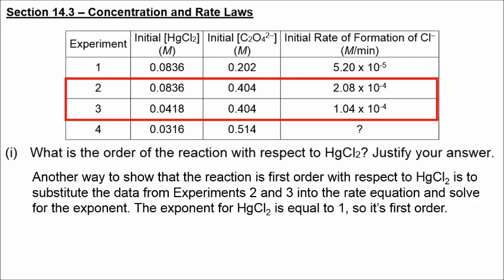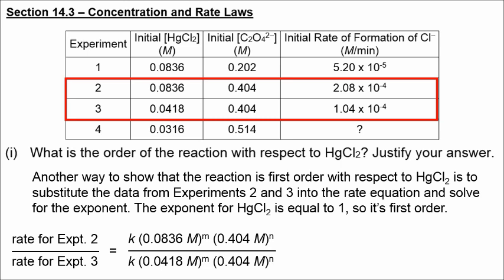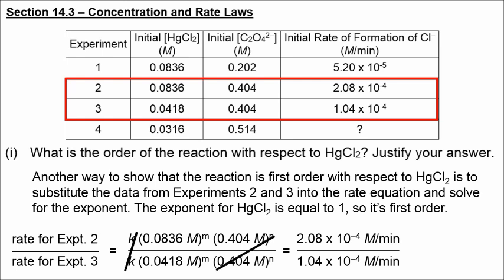Another way to show that the reaction is first order with respect to mercury chloride is to substitute the data from experiments 2 and 3 into the rate equation and solve for the exponent. So the exponent for mercury chloride would be equal to the following. We have 2 equals 2 to the m power. So therefore it is first order with respect to mercury chloride.